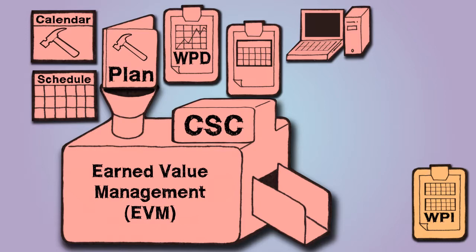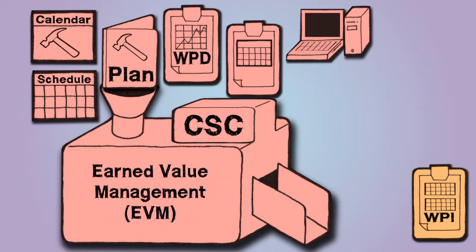EVM uses variances and performance indexes to assess the magnitude of any changes to the original schedule baseline. The fundamental premise of earned value management formulas is that the value of any work done is equal to the amount of funds that have been allocated or budgeted to complete it.